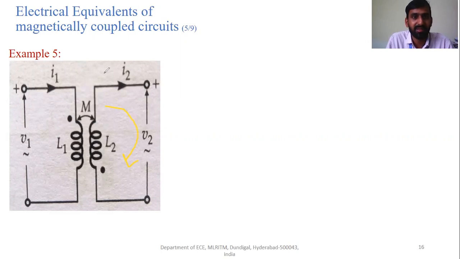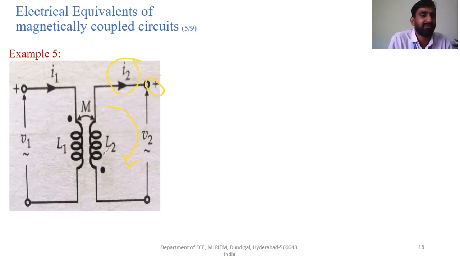But here, if it is entering through the dot, the current is going to be negative over here because it is in a reverse manner. The current is reversed. Instead of flowing from the highest potential to the lowest potential, it is flowing from the lowest potential to the highest potential. That means I2 is going to be negative.